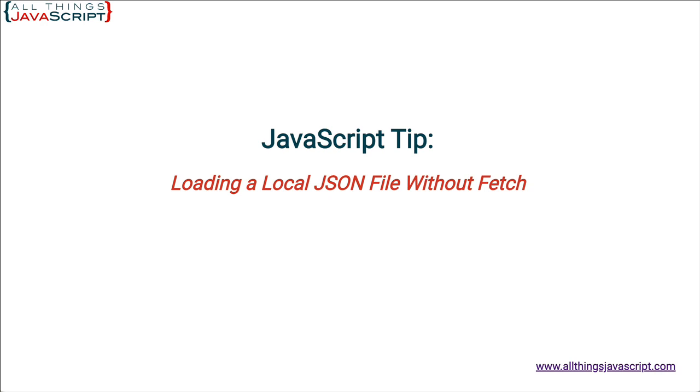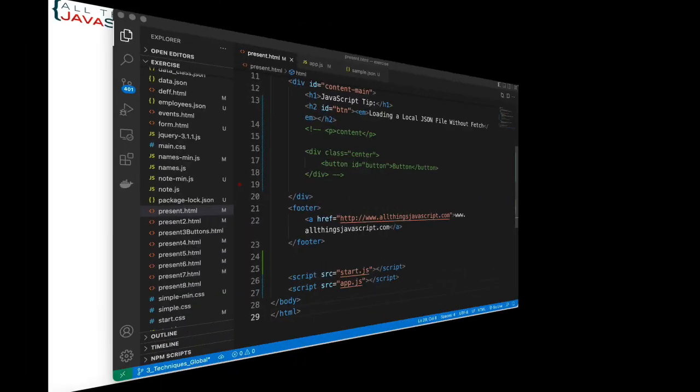So here's the scenario. We have a local JSON file that we need to load as a part of a project. How can we do that without using fetch? Well, we can use the import statement meant for modules. We just have to make a minor adjustment. Let's take a look at it.